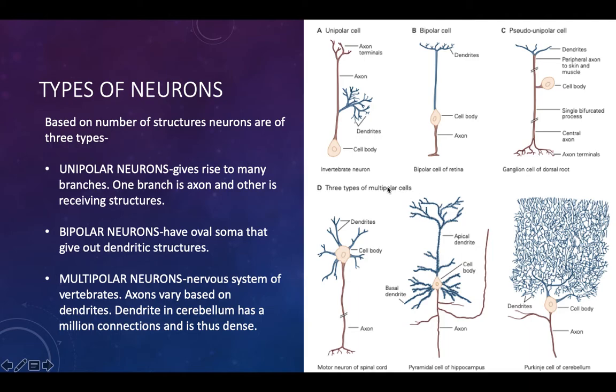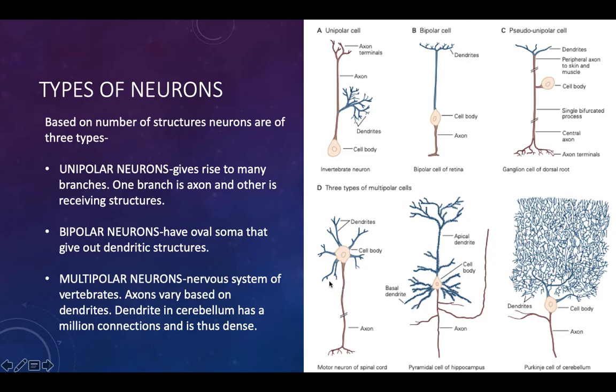And there are three types of multipolar neurons. Multipolar neurons, as the name says, are found in the nervous system of vertebrates, and axons vary based on dendrites. This is the Purkinje cell of the cerebellum, and it has many dendrites, with about 10 raised to power 11 neurons like this, and therefore that gives about a million connections. It has a million connections, and this is a very dense part. This also has a lot, but not as much as compared to this. This is the apical dendrite, and this is the basal dendrite. And here is the axon, which is not much magnified.